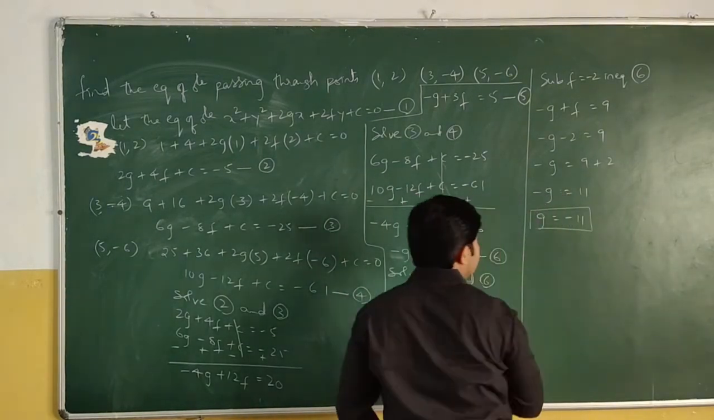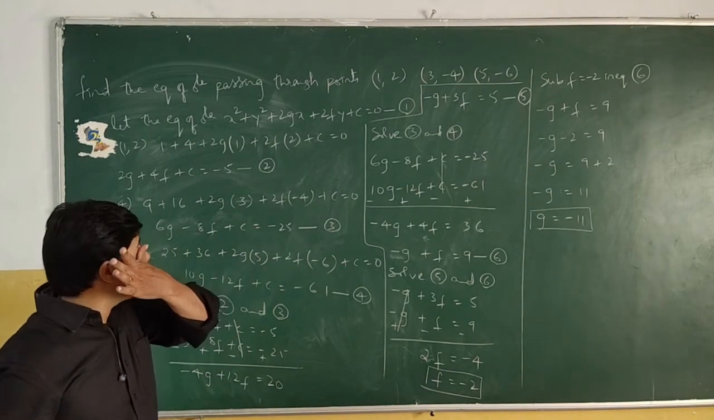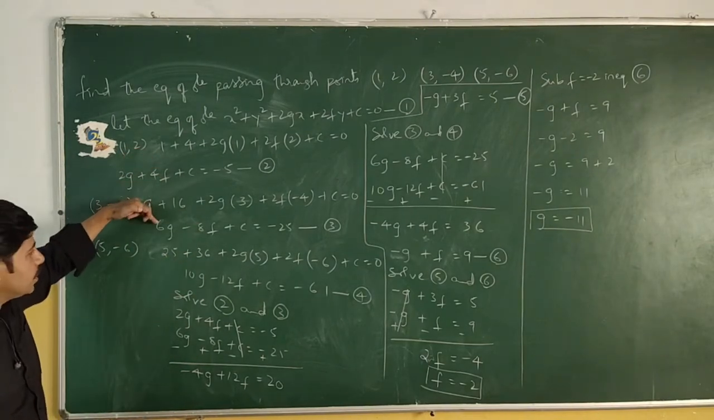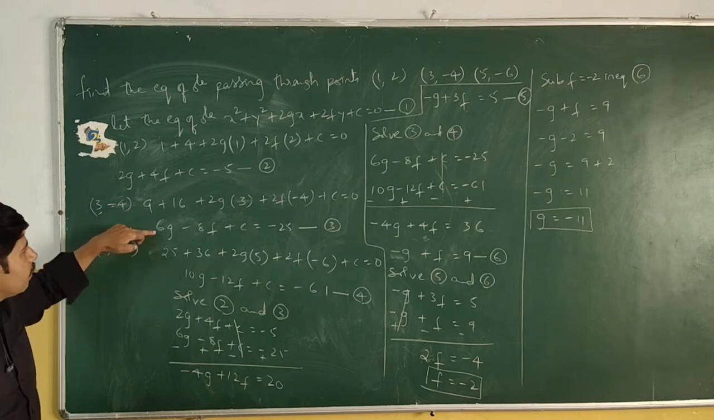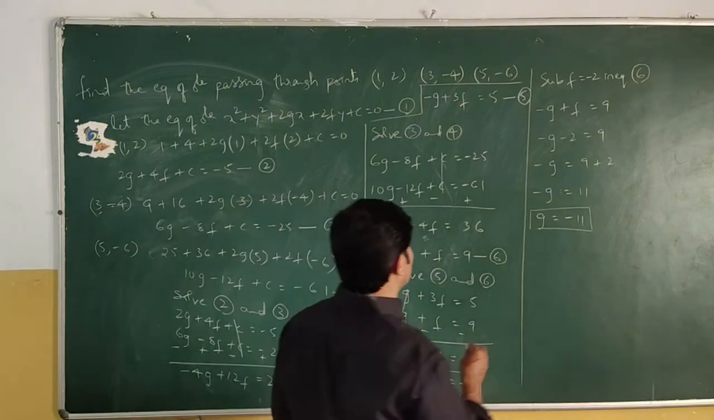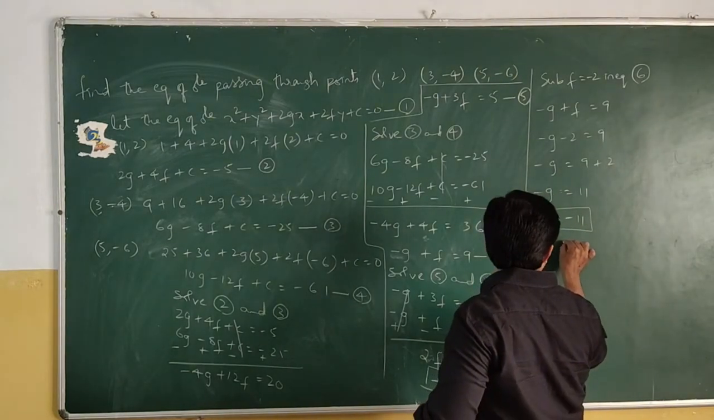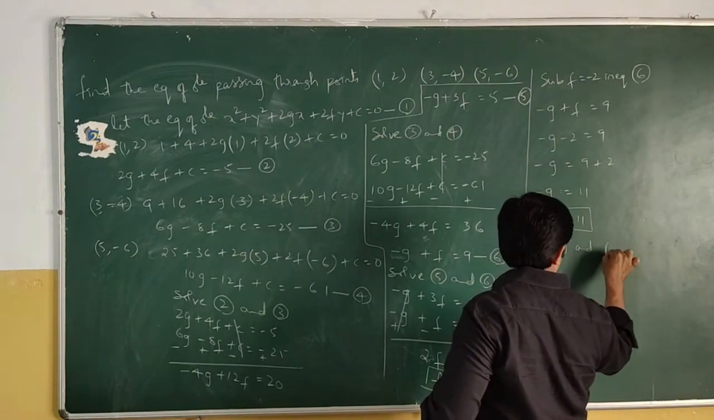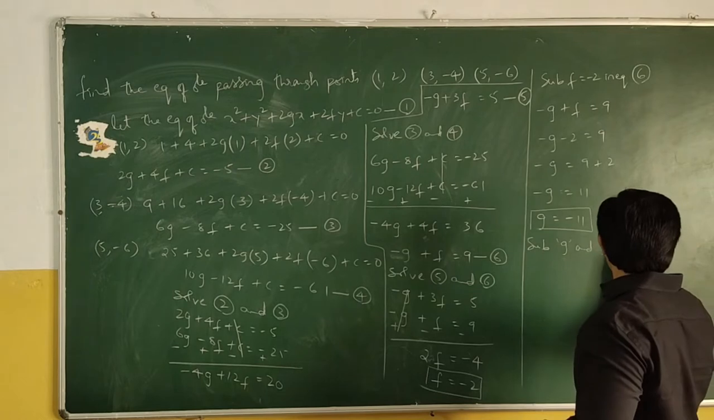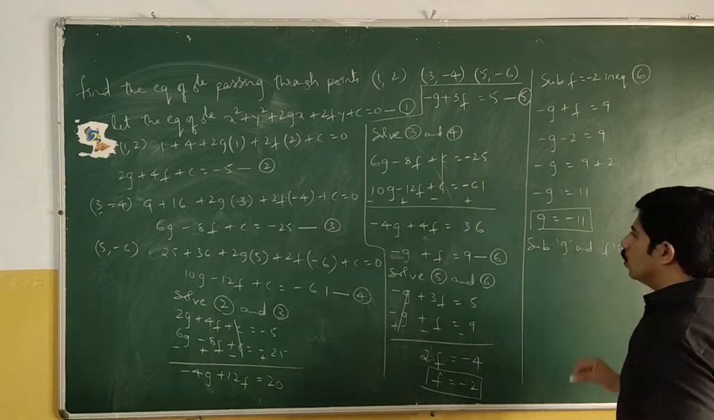After getting g value, what we need? F, g and c. Now substitute f value and g value in the equation which has c. So we have c in equation 2, equation 3, equation 4. Any one of these equations you can use to get the value of c. So which one we use? I am using equation 2. You can use 3 or 4 also, no problem. So substitute g and f in equation 2. I will write the 2.